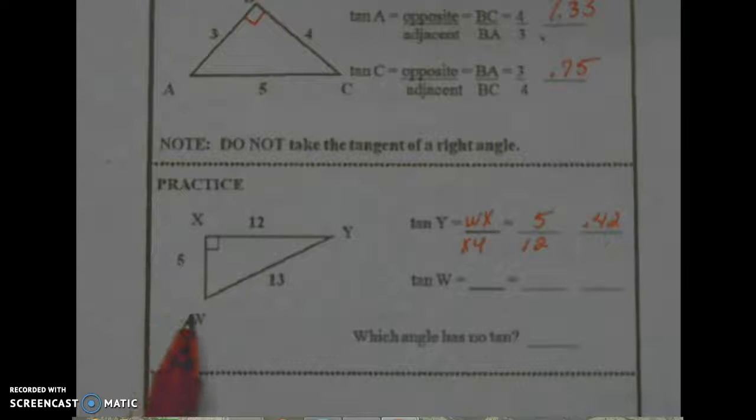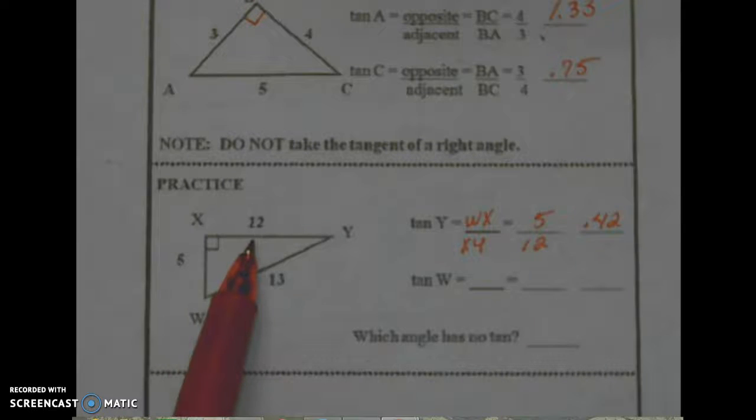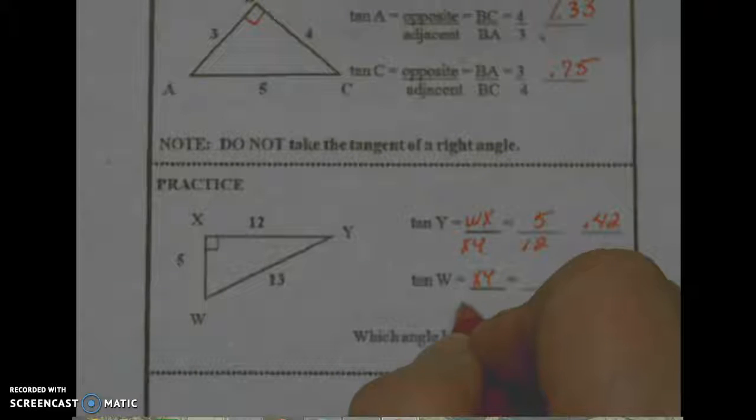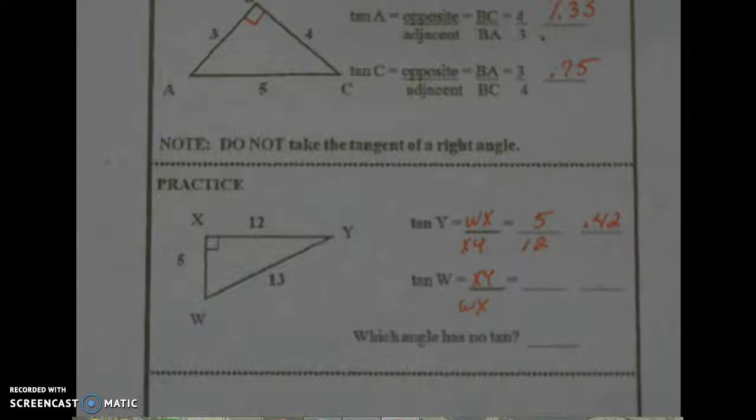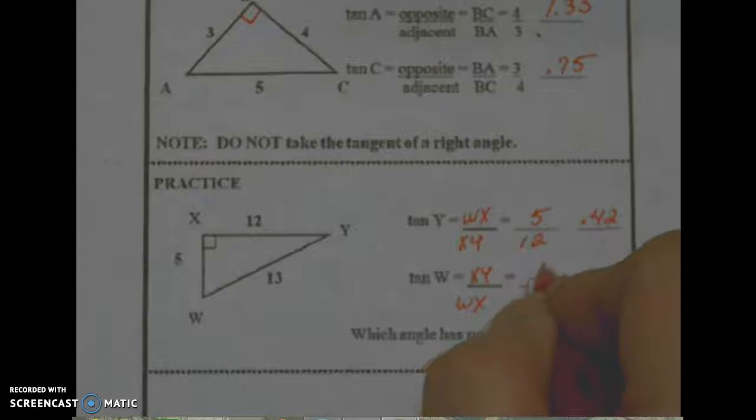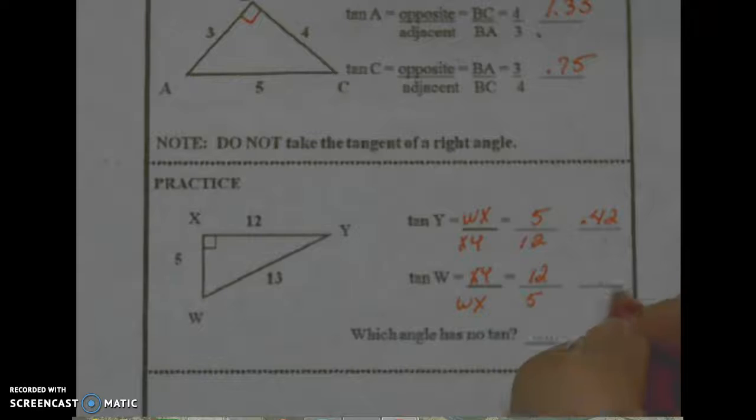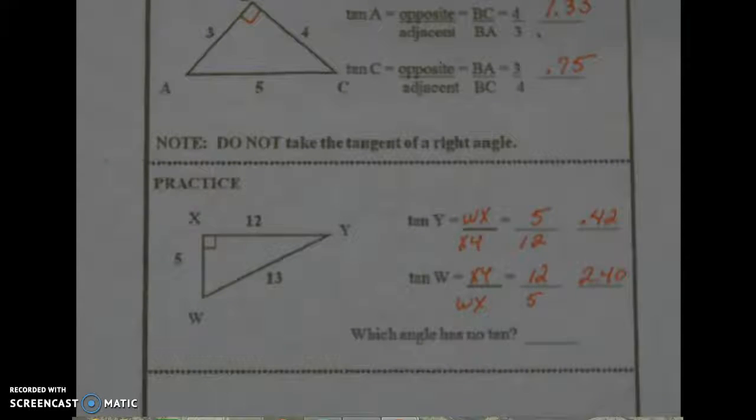If I look at the tangent of angle W, again, I want the opposite side, which is XY, over my adjacent side, which is WX, and my fraction will be 12 over 5, which is 2.40. Notice that the tangent of one angle and the tangent of the other angle are flipped, or reciprocals of each other. The angle that has no tangent is the right angle, angle X.